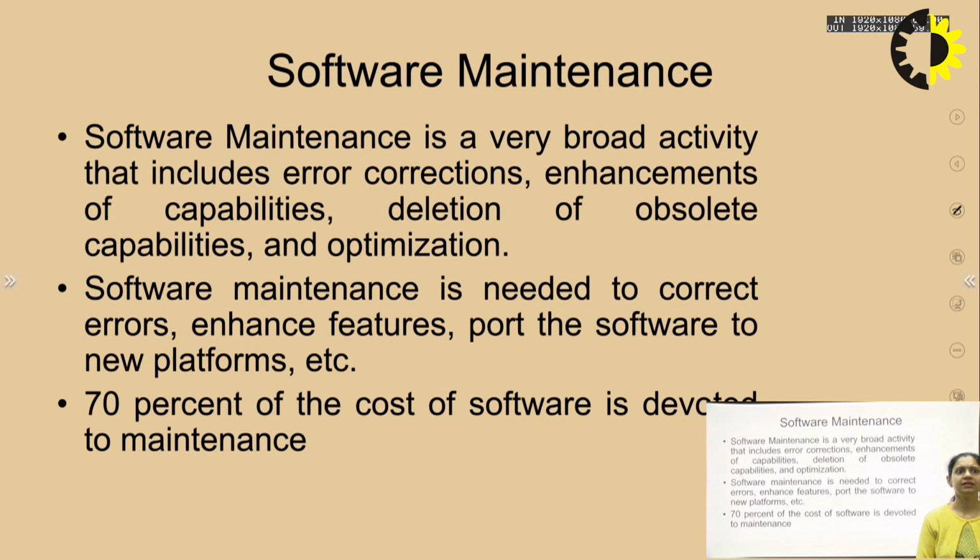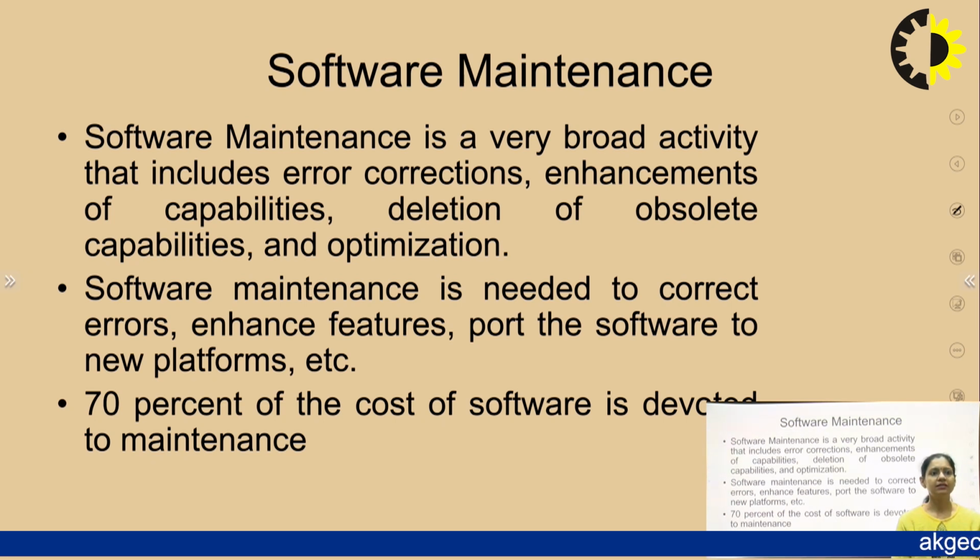So software maintenance, as we have just discussed, includes error correction, enhancement of capabilities, deletion of obsolete capabilities and optimization. It is needed to correct the errors that the user has encountered while using the software. Enhance the features if you want to make any changes in the software, or maybe you want to add new functionalities. For that we need to do the maintenance. Then port the software to a new platform. Maybe they need to change the platform, or they want to run it on different platforms. For that, software maintenance is required.